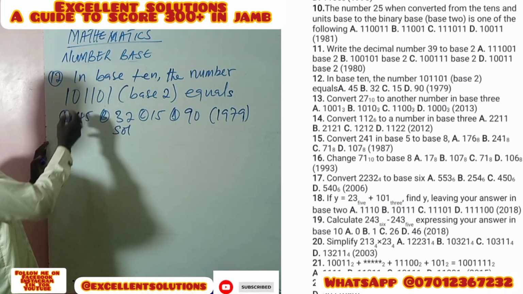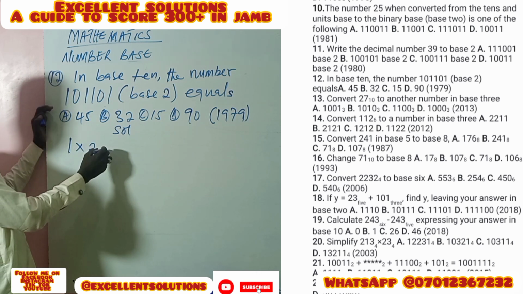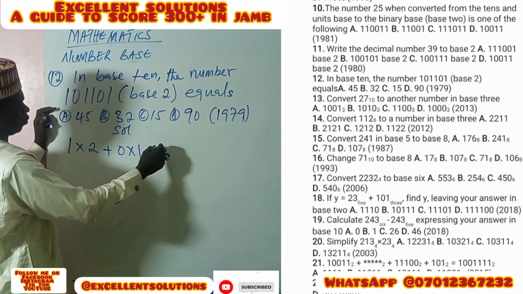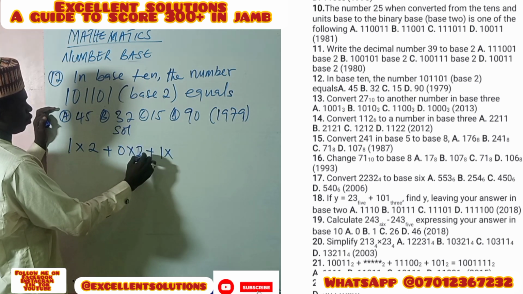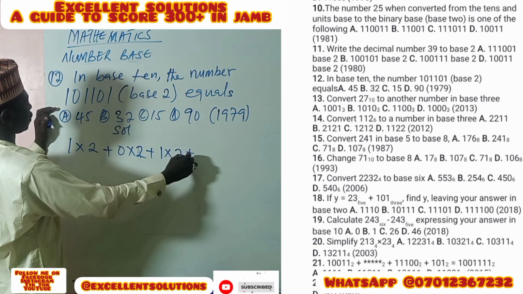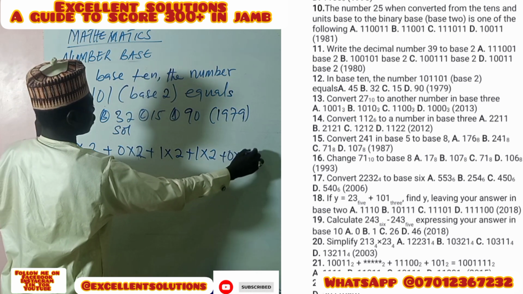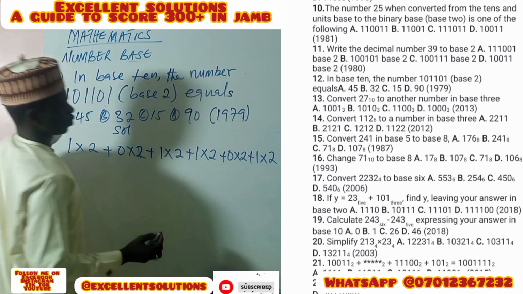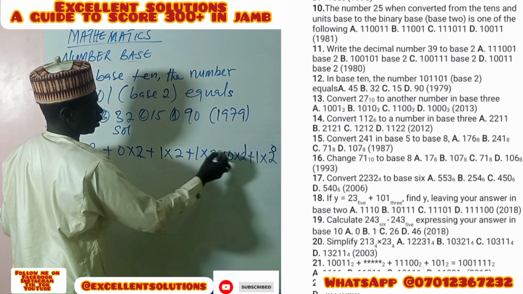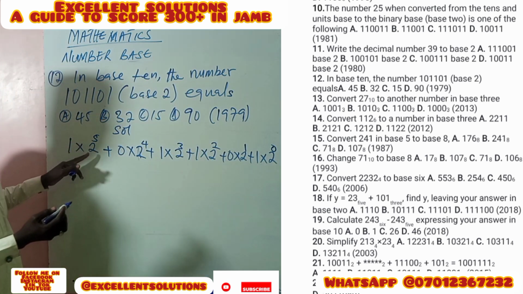to base 10. So this is the same as saying 1 times 2, plus 0 times 2, plus 1 times 2, plus 1 times 2, plus 0 times 2, plus 1 times 2. So from here we start giving this power. This one to the power of 0, 1, 2, 3, 4, 5. So we now come here.